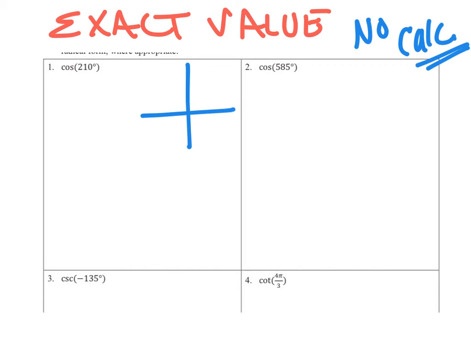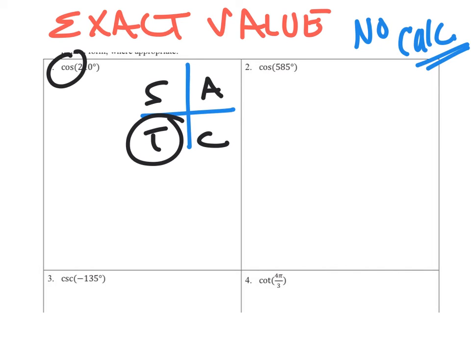So the first thing I say is, where does 210 fall? So I go 0, 90, 180, 270, bam, I know it's in this quadrant. All students tip cows. Notice I'm in tangent's quadrant. Is my function tangent? No. That means this answer is 100% negative.